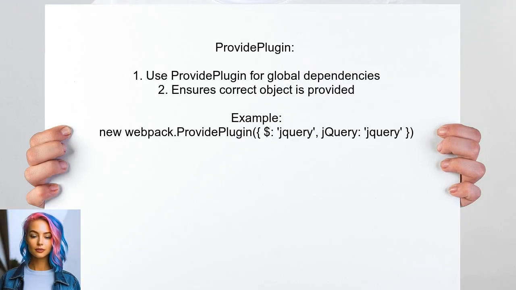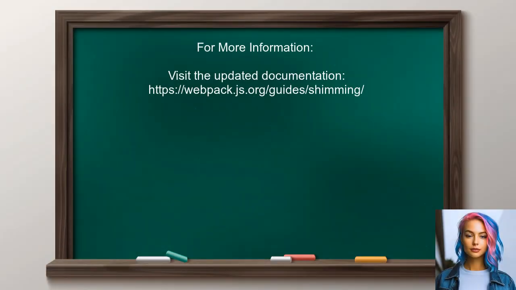Lastly, they mention the Provide plugin, which is useful for libraries that depend on global variables like jQuery. This plugin ensures that when a script looks for jQuery, it gets the correct object. For more clarity, they recommend checking the updated Webpack documentation on shimming.